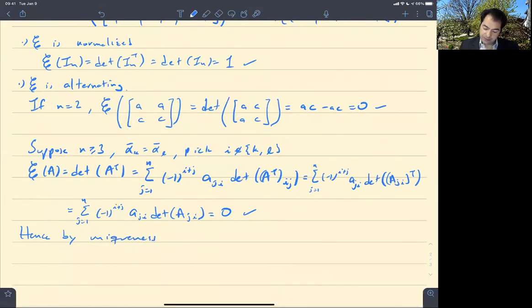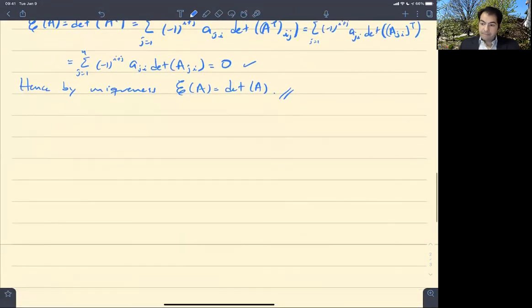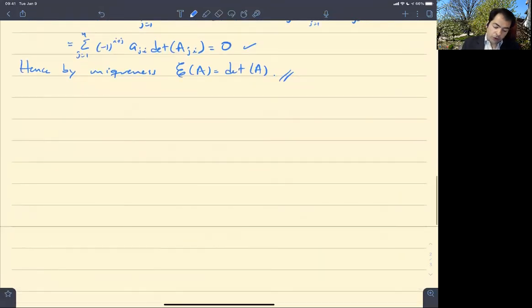Hence, by uniqueness, this function is equal to the determinant of A, and that's what we wanted to show. Okay, so wonderful. So having shown that the determinant of the matrix is equal to the determinant of its transpose, we now have a formula for the determinant of lower triangular matrices as well as upper triangular. And we also know that properties that we had before for columns are also true for rows.